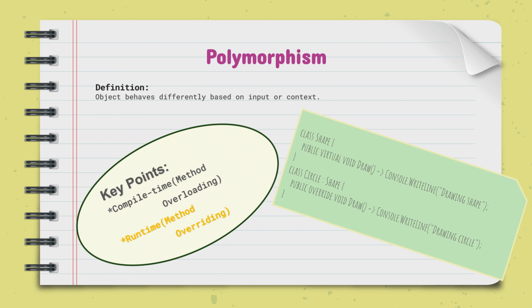So the summary is: encapsulation protects data, abstraction hides complexity, inheritance reuses code, and polymorphism adds flexibility. Together they make software smarter and more maintainable. And that's everything about object-oriented programming in C#. From its birth in the 1970s to today, it remains the foundation of modern development.